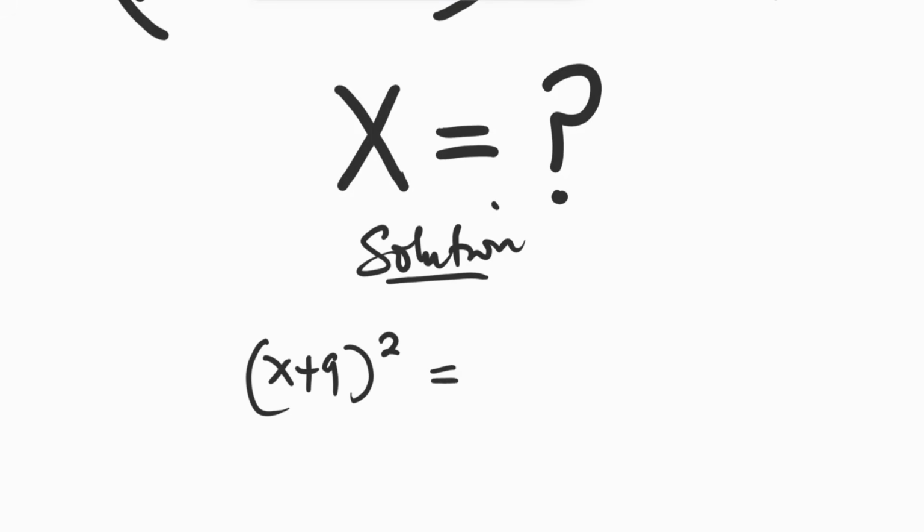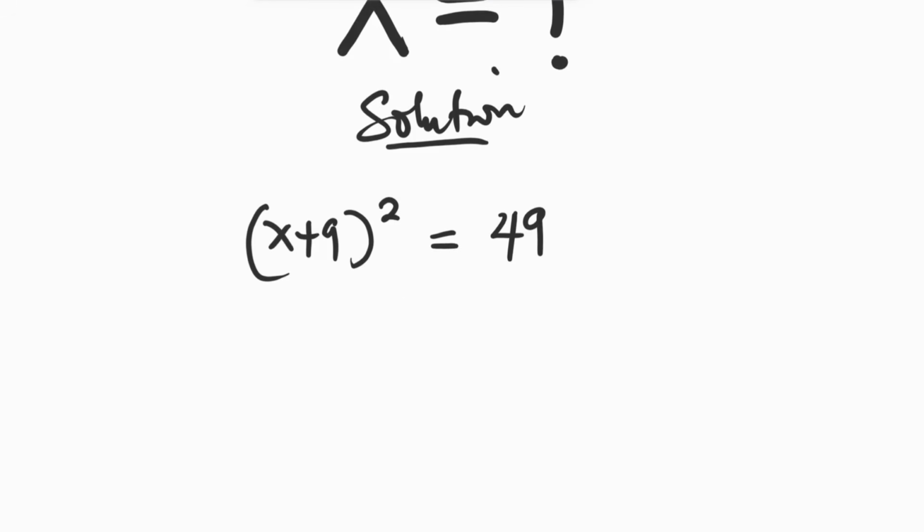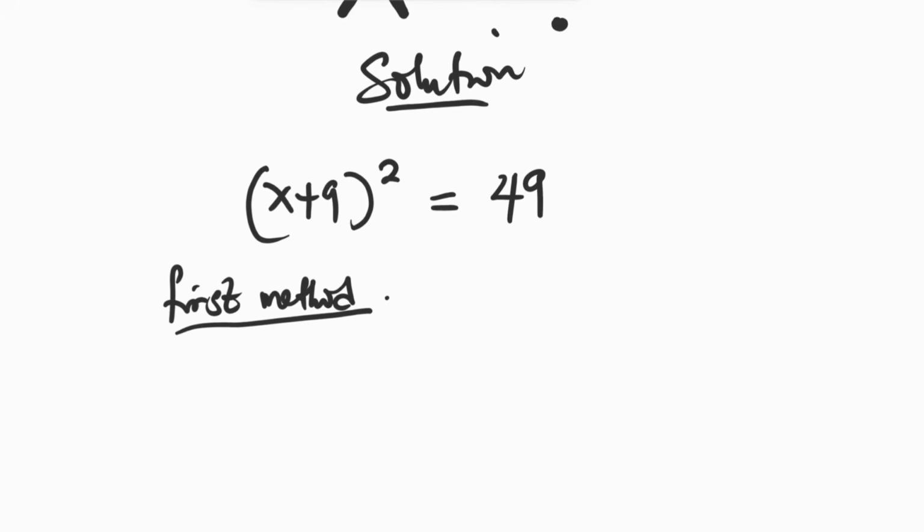Solution. So we have (x + 9) all squared is equal to 49. We're going to solve this question using two methods. So let us start with the first method. Okay, so now we have (x + 9) all squared equals 49.